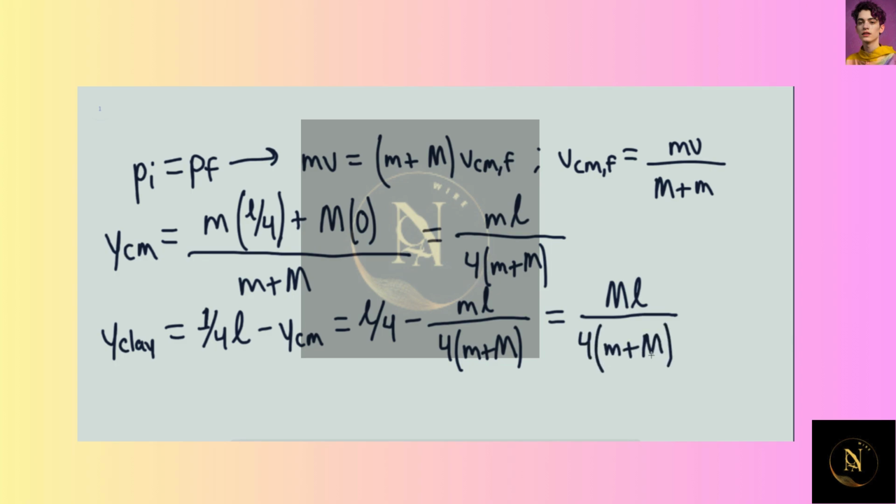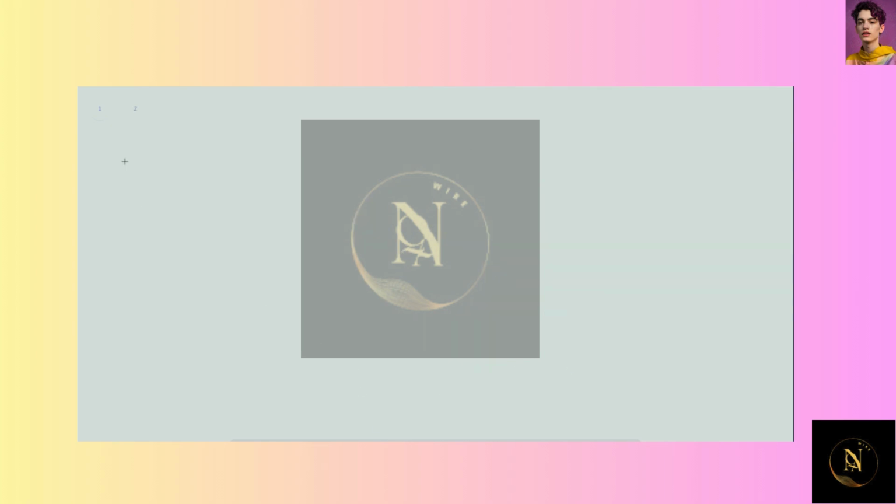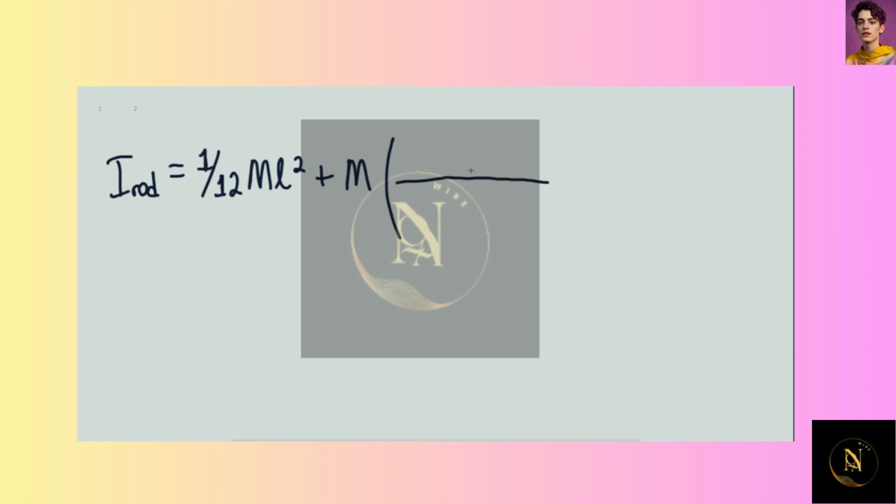So essentially, we can then find the moment of inertia for the rod, and we're going to use the parallel axis theorem, and we're going to treat it as a point mass. So we can then say that the moment of inertia of the rod would be equaling the moment of inertia through the center of mass, 1 over 12 ML squared. This is a tabulated equation, essentially, plus the mass of the rod times the mass of the clay times L divided by 4 times M plus m quantity squared.